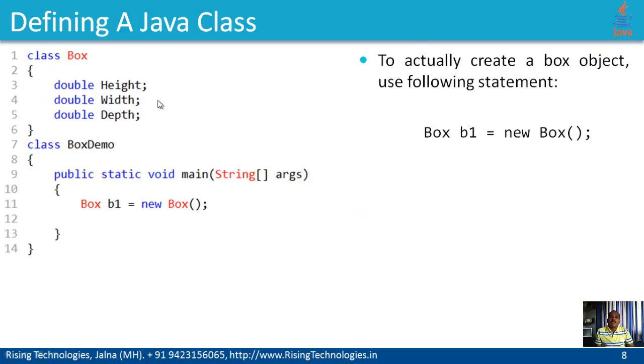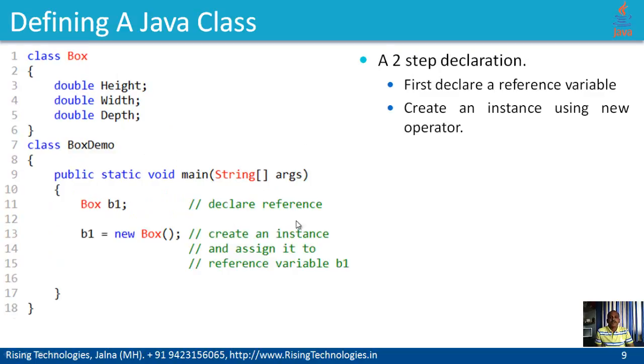Now I can create an actual box object by using this statement. Look at this. I have created another class, BoxDemo, and within this class I have my main method. Within this main method I have created an instance of this box class by using this statement: Box b1 equals new Box.